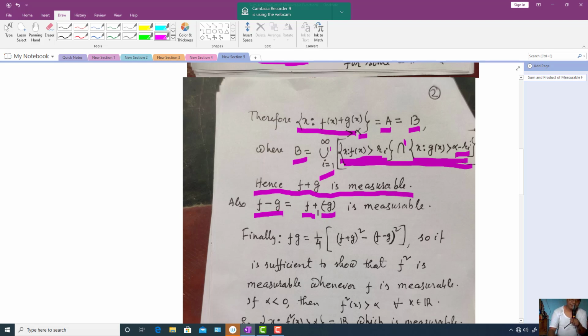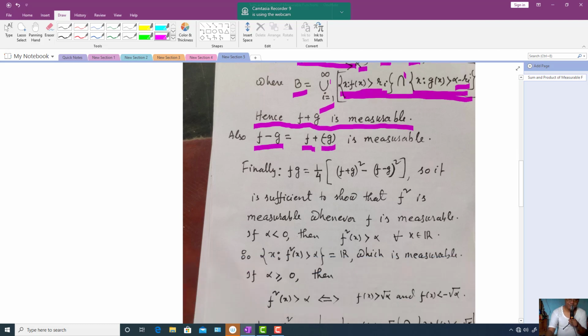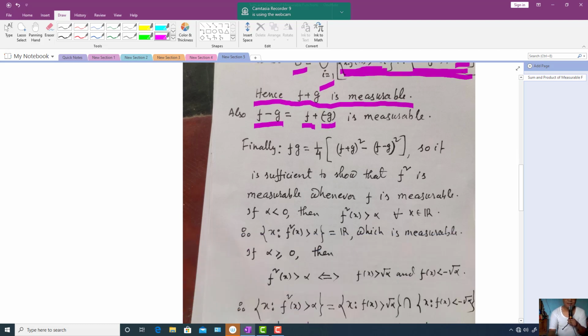Lastly, let us talk about the product of two measurable functions. From basic algebra, what do you get? (f plus g) whole square minus (f minus g) whole square, their subtraction, you will get 4 times fg. If you multiply by 1 by 4, you will get fg.